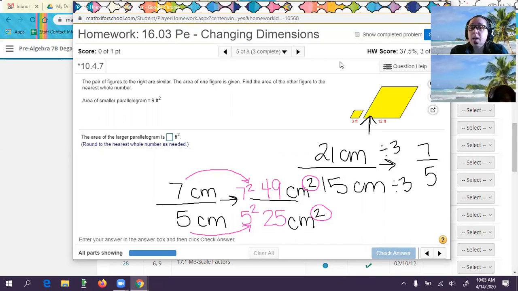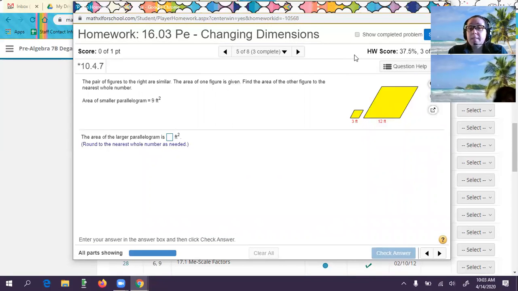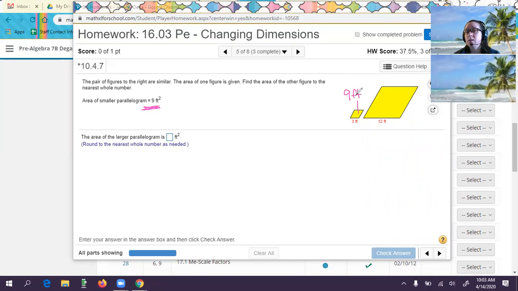Okay, the pair to the right are similar. The area of one figure is given. Find the area of the other figure to the nearest whole number. So this one, we're going to need to set up a proportion in order to solve it. So you can use a scale factor and then one of the pieces of information to solve for the other one. So that's like saying if we know the area of the small parallelogram, we can use a proportion to find the area of the big parallelogram. But first, we have to find a scale factor.